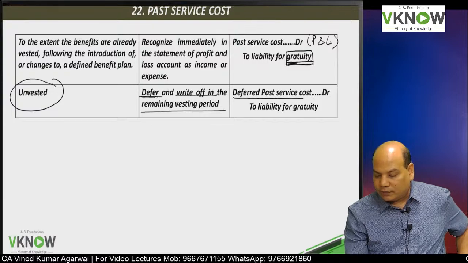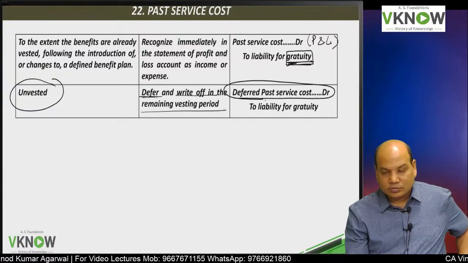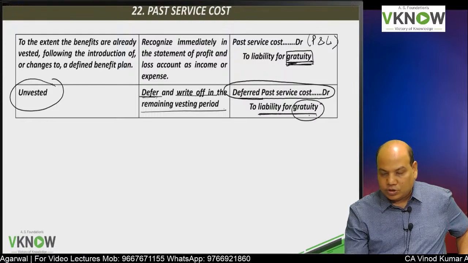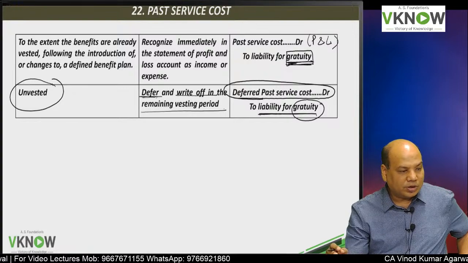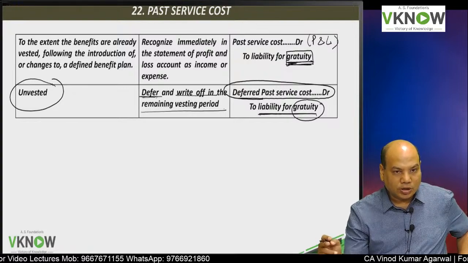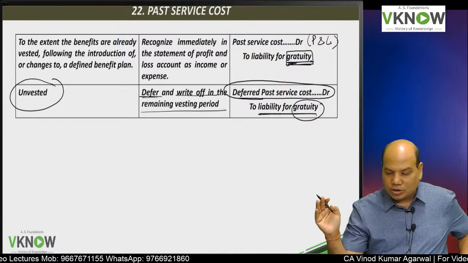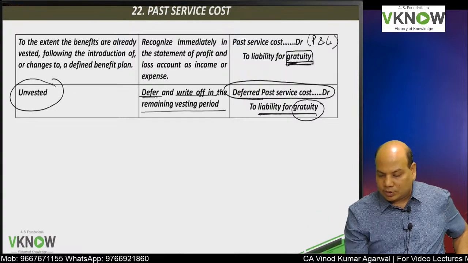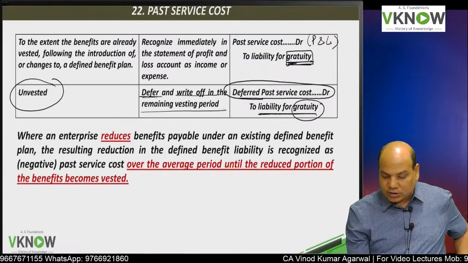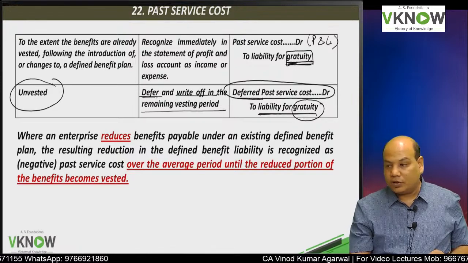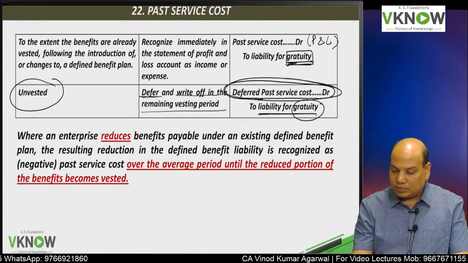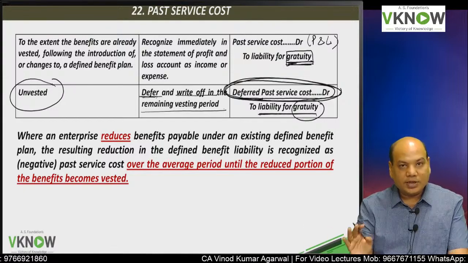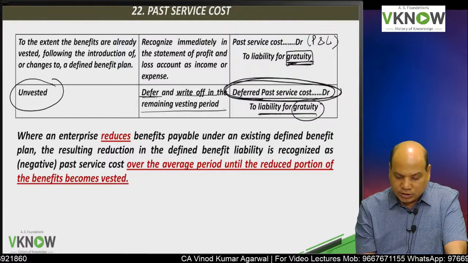So here the entry will be deferred past service cost account debit to liability for gratuity, or in case your question says pension, write pension. If your question says other long term benefit, you write other long term benefit. Gratuity I have written only for the sake of example. And where will this deferred past service cost appear? The deferred past service cost will appear in the balance sheet as a deduction from liability, already explained at the time of balance sheet presentation.